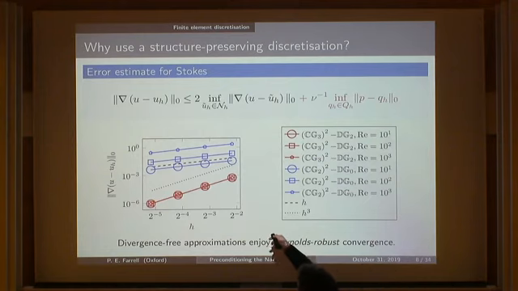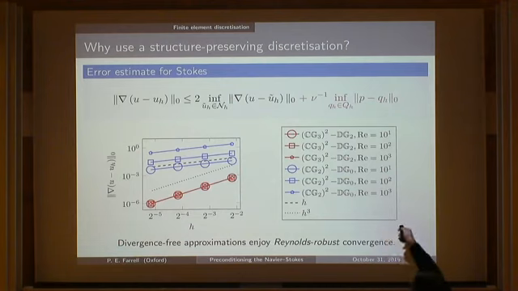And if I use this low order discretization, they're all converging at the expected order, but the curve is getting worse as I increase the Reynolds number, right? These blue lines aren't on top of each other. It's getting worse as I increase the Reynolds number. But for the structure preserving discretization, this term vanishes. So my error estimate isn't dependent on the viscosity anymore.